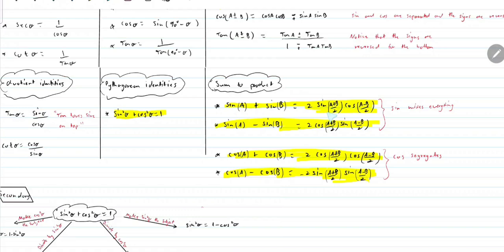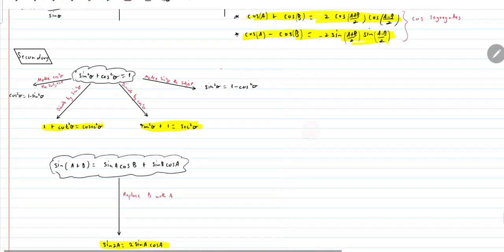For the sum to product, again, remember, sine mixes everything. You got sine and a cos multiplying each other. Sine mixes everything. Cos and sine multiplying each other here. And cos segregates. You got two cos's together and you got two sines together. All right, just remember that.